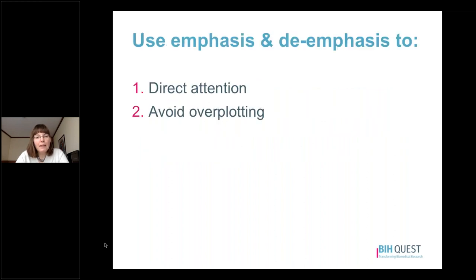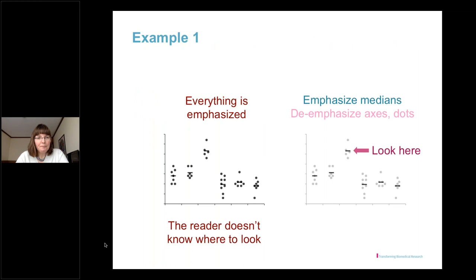Okay. Let's talk about some other techniques you can use to visualize your data. Using emphasis and de-emphasis are helpful techniques to direct the reader's attention to what they should be looking at, as well as to avoid overplotting. Overplotting is when you have too much information on the same graph. So let's take a look at an example of this.